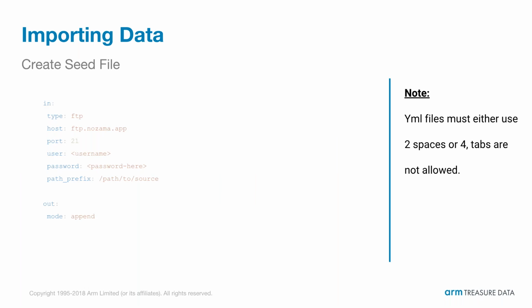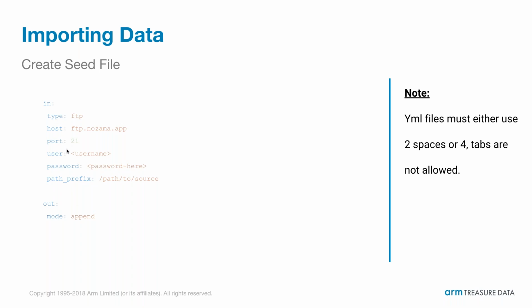A sample seed file is going to look something like this. We have in, colon, and then I have here 2 spaces, and then type colon, and we're going to choose the FTP type. Host name, port number, username, password, path prefix, all this is pretty straightforward. At the end, we're going to have an output, and the mode is going to be append. Again, this is just a reminder: 2 spaces or 4 spaces, but tabs are not allowed.